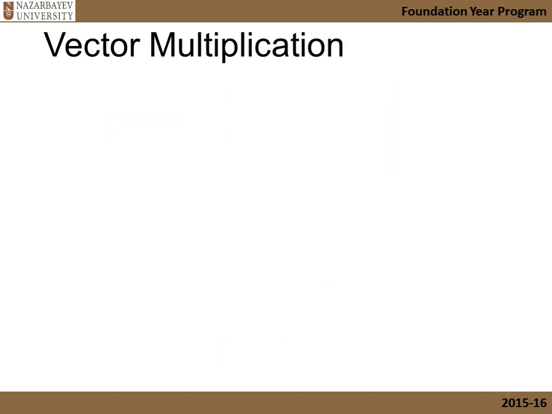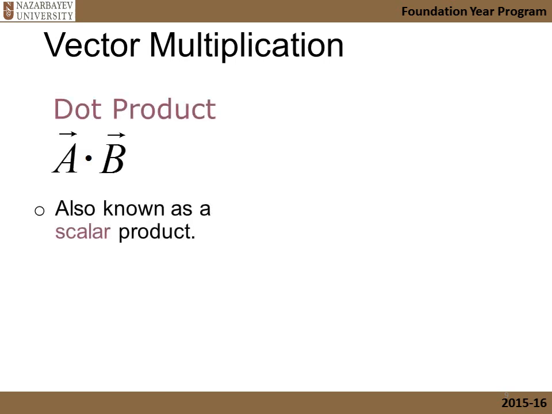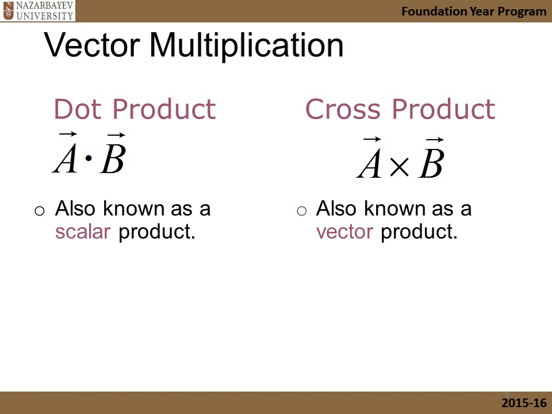Now let's talk about vector multiplication. Our vector multiplication can be implemented in the following forms. First, dot product. This is also known as scalar product. The second is cross product, and this is also known as vector product. We have to distinguish these two forms very clearly.